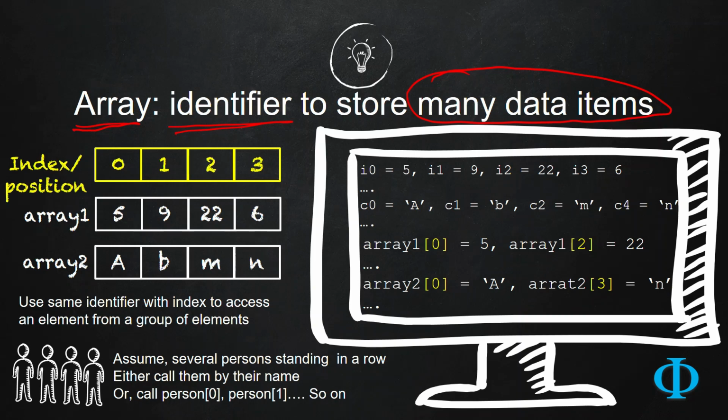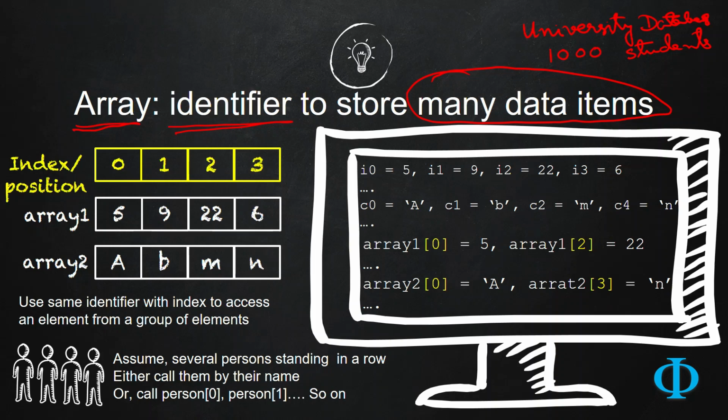Let us say you are designing a software to manage a university database. So let's say you are writing a software to manage a university database, and that university has, let's say, 1000 students. And if you want to work with the name of these 1000 students, what is your option?